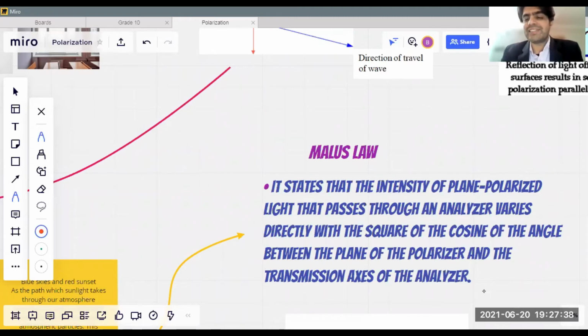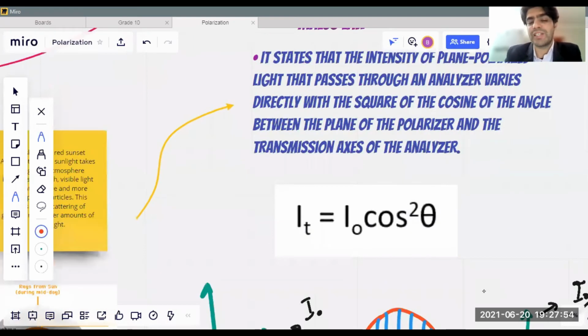So it states that the intensity of plane polarized light that passes through an analyzer, which is basically a polarizer as well, varies directly with the square of the cosine of the angle between the polarizer and the transmission axis of the analyzer. Let me show you its equation, which says that the intensity of the transmitted wave, I T, is directly proportional to the cosine of theta, with I naught being the polarized light.